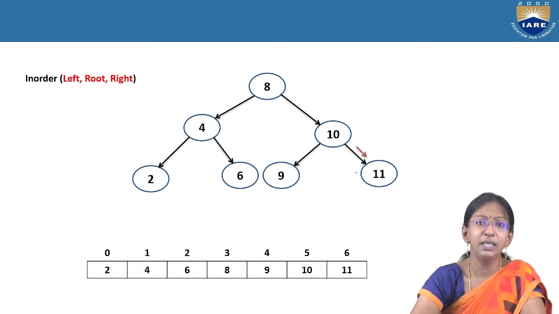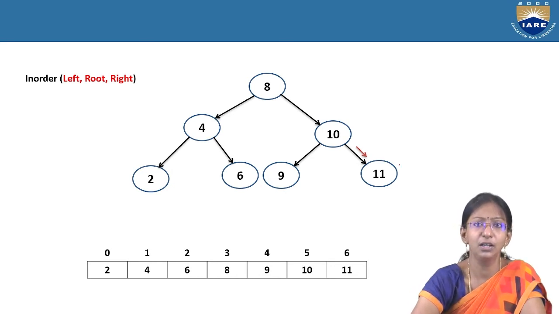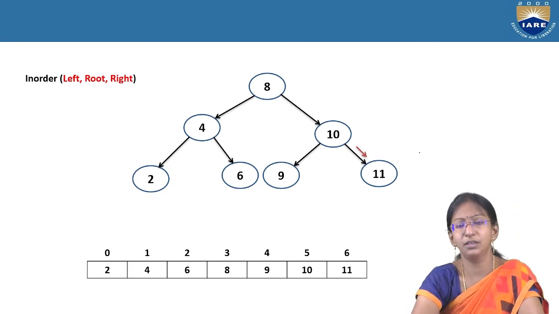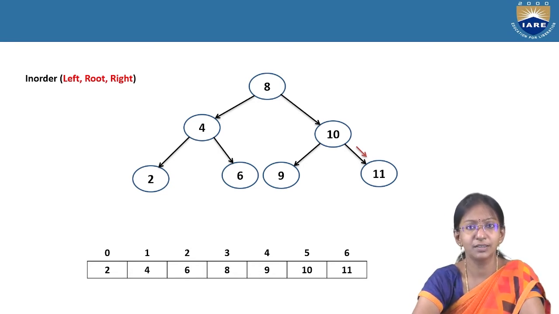Then, is it having any right child? No, as 11 is not having any right child. So have a look at this one. 11 is the last or the rightmost leaf node. Traveling in that direction has come to an end. So with that, we can say that we have come to the end of Inorder traversal.